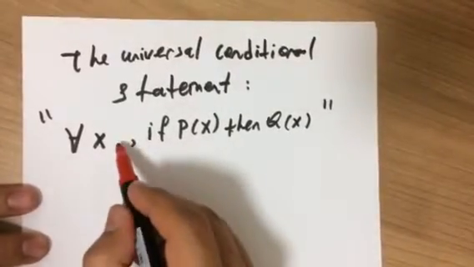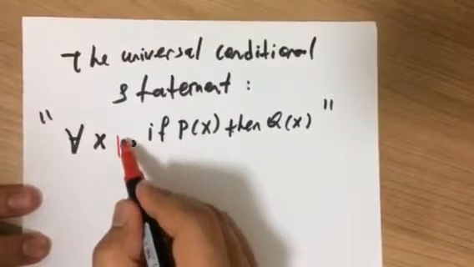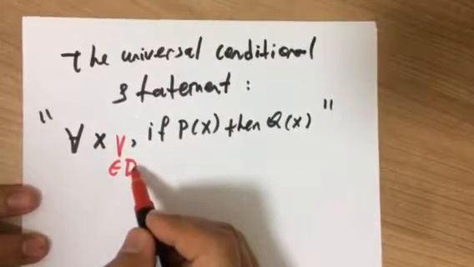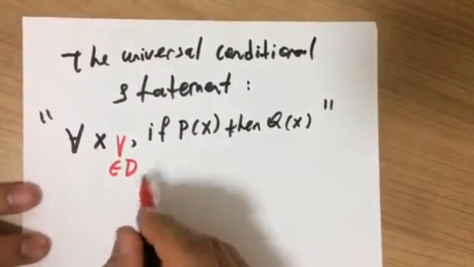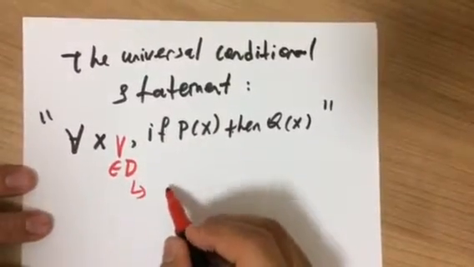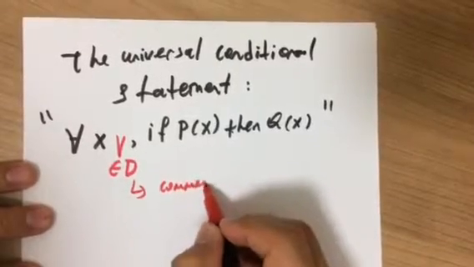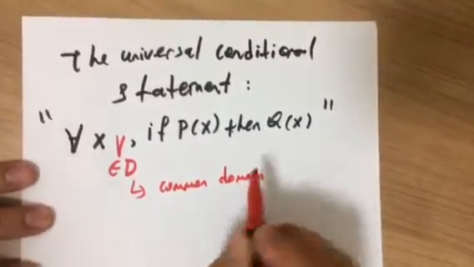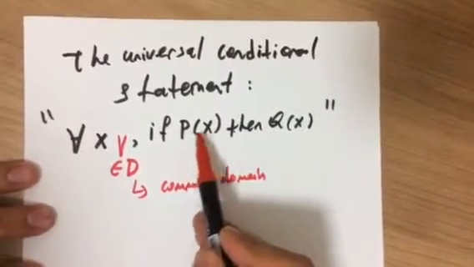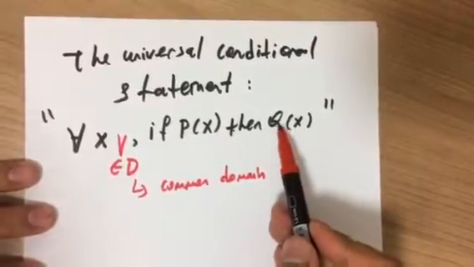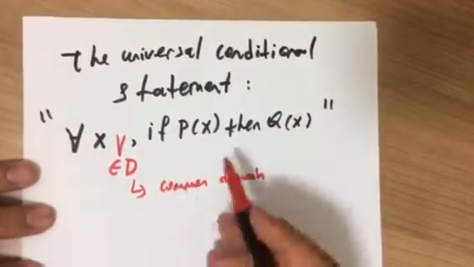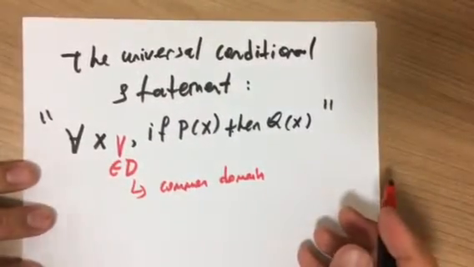Okay, so there may appear here some domain, for all x in domain D. D, of course, has to be a common domain. You know that x has a domain for the predicate P, and x has a domain for the predicate Q, but those domains have to coincide. Otherwise, of course, there is no meaning.